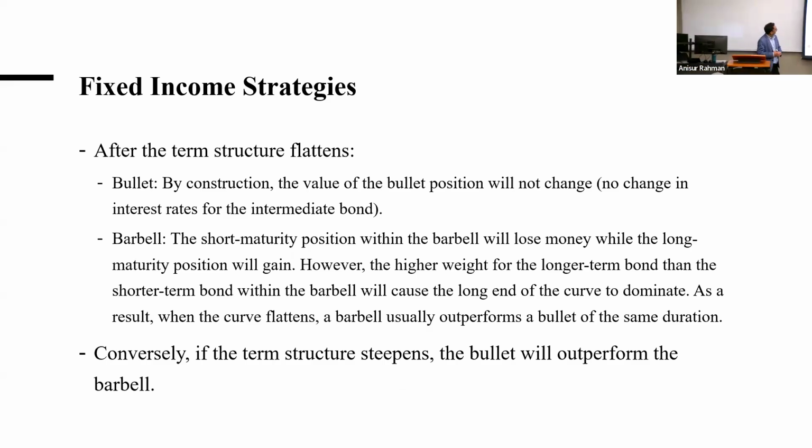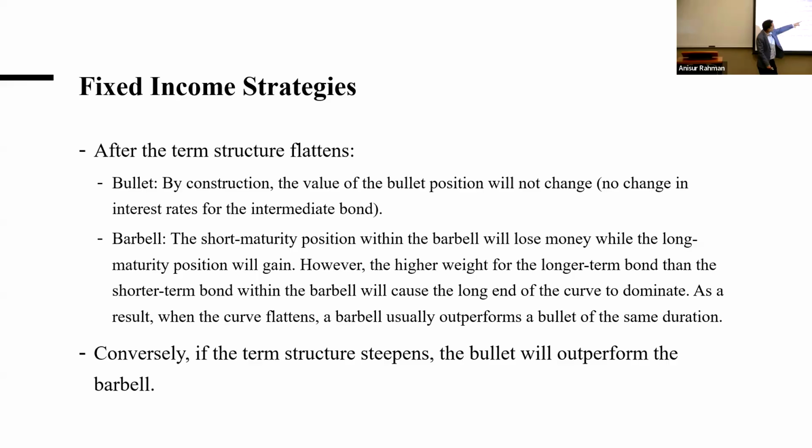So let's say after the term structure flattens actually, as per our anticipation, by construction, what will happen? The value of the bullet position will not change, as we said, right? Because interest rates is not changing in the intermediate term bond. In case of barbell, the short maturity position, what will happen? Short-term interest rates increased, bond price decrease. So the barbell will lose money.